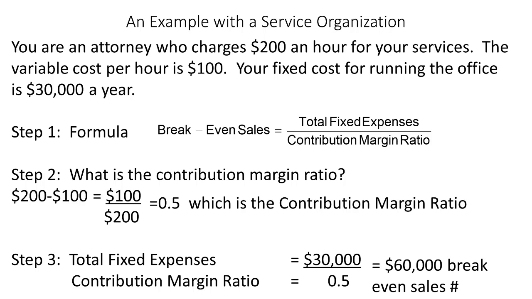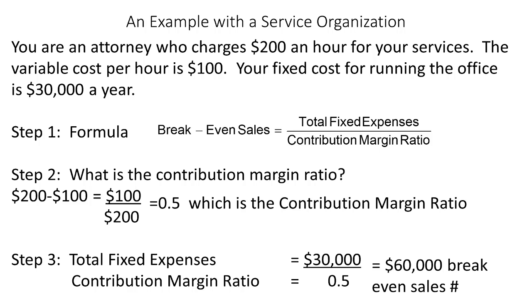Okay, let's look at an example again with a service organization. I changed some of the numbers from when we were looking at it from the perspective of a break even in units. So you're an attorney again. This time you're charging $200 an hour for your services. The variable cost per hour is $100. Your fixed cost for running the office is $30,000 a year. We want to figure out how much you have to bill before you break even.